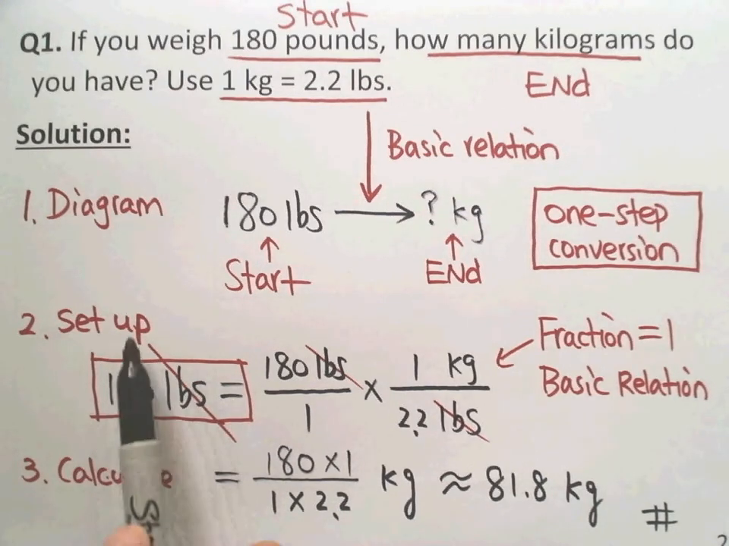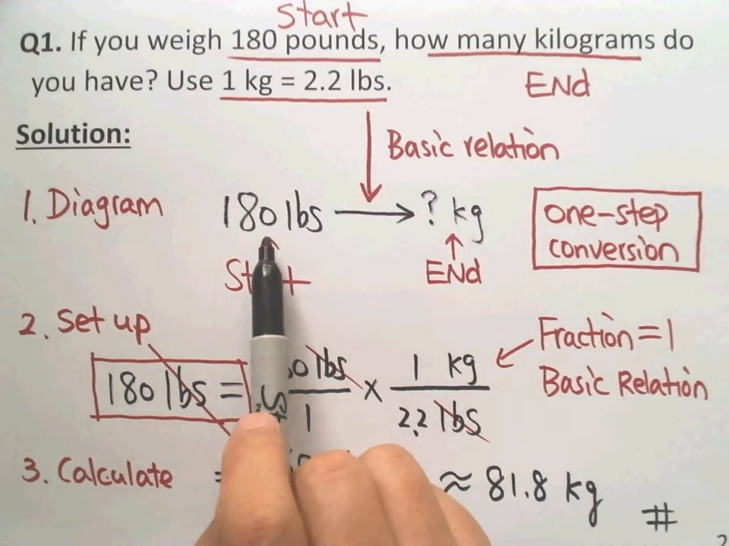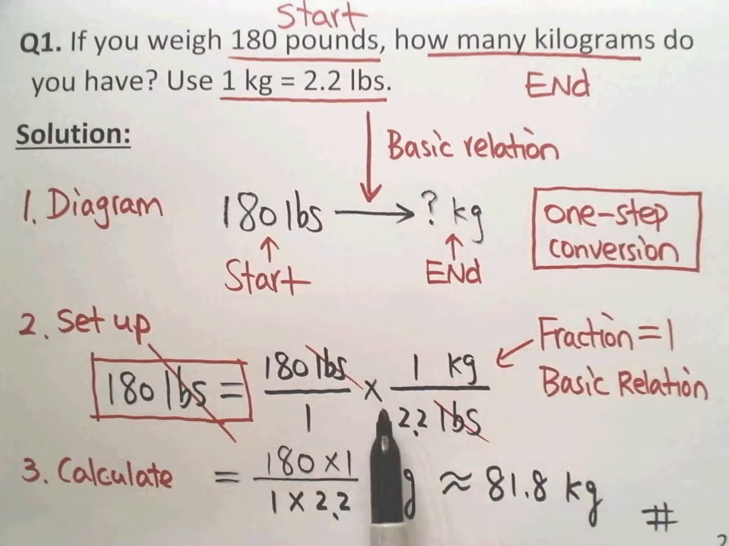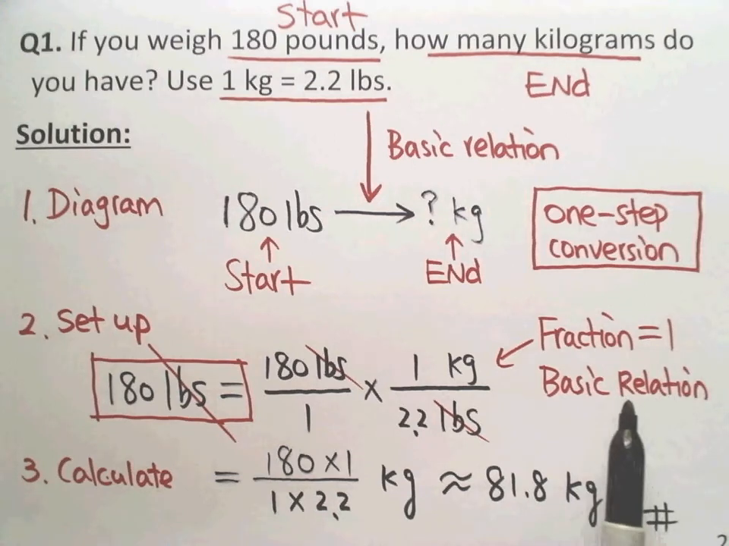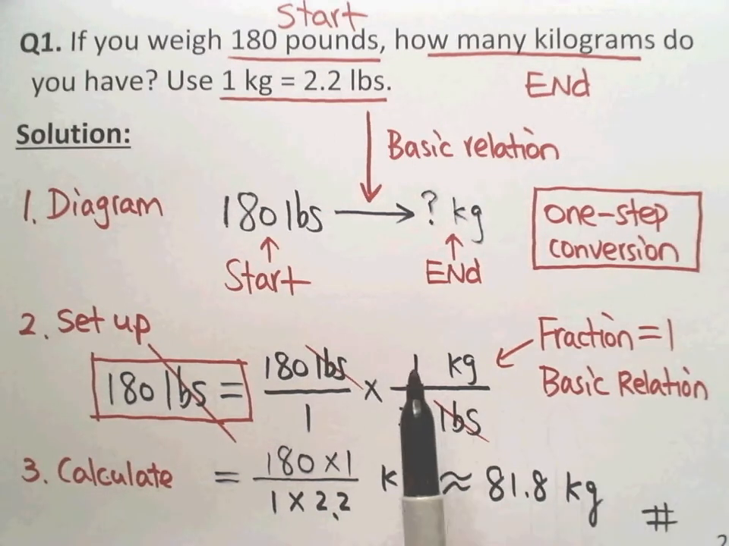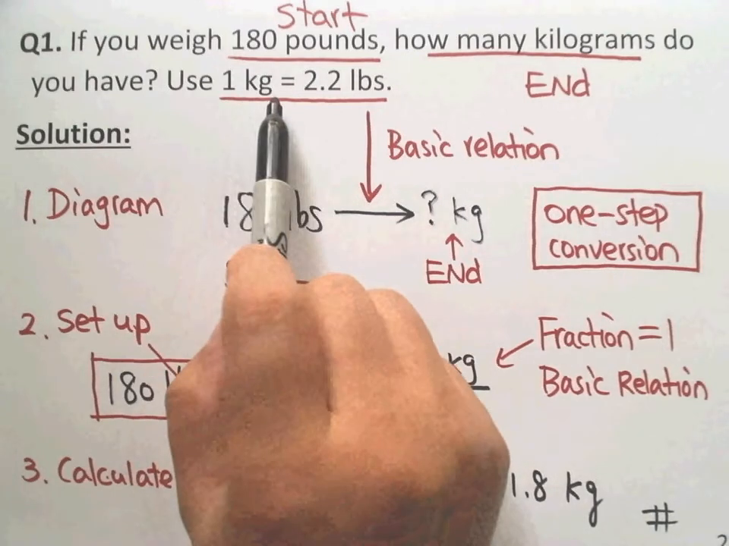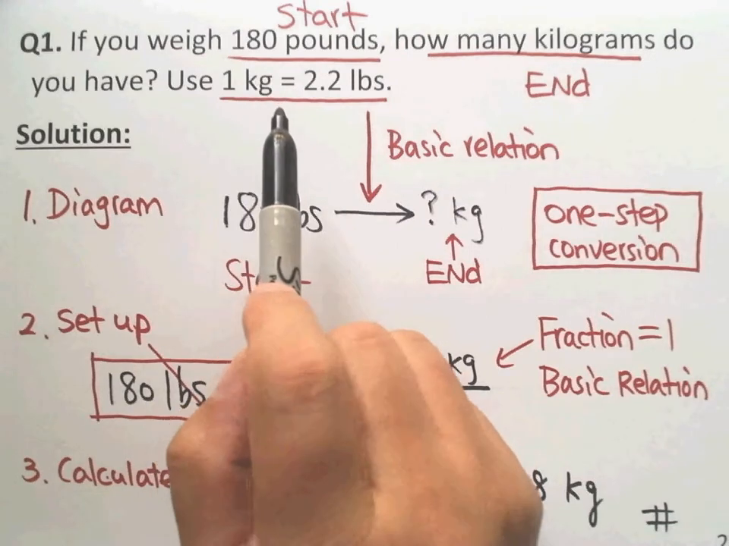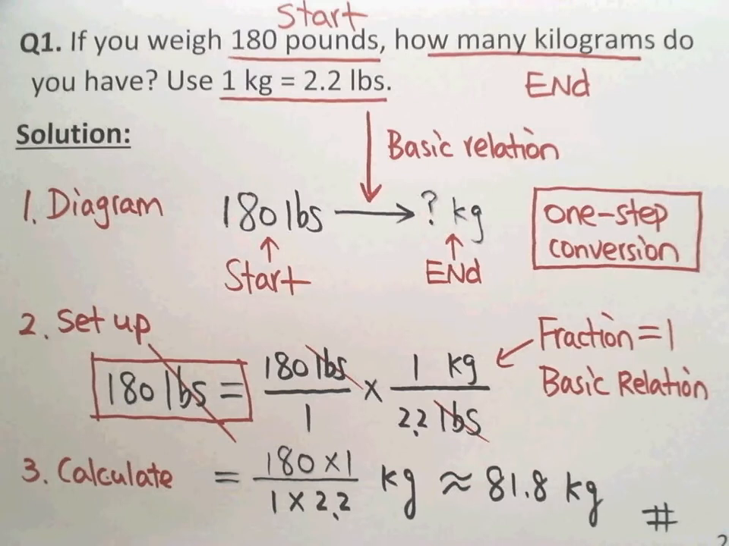To set up, usually we start from here, you can just ignore this. So we start from 180 pounds over 1, and then a one-step conversion is times one fraction, and the fraction is 1 based on the basic relation. And if in your questions you cannot find the basic relation, you can Google it, or for the basics you know the relationship, right? So you memorized it before. The last step is just to calculate by multiplying all the numbers on the top together, multiplying all the numbers on the denominator together, and using a calculator to get the final answer.